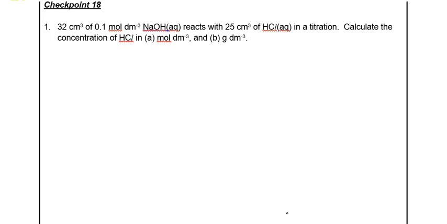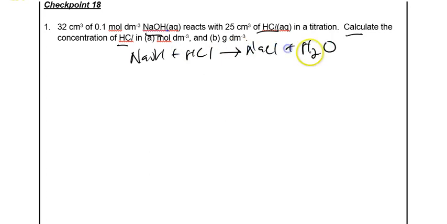Alright, so for checkpoint 18, question number 1, 32 cm cube of 0.1 mole per dm cube base NaOH reacts with so much HCl in the titration. Calculate the concentration of the acid. As usual, step 1, we write the chemical equation. NaOH plus HCl gives me NaCl plus H2O. Okay, what can we calculate from this question? We can calculate the number of moles of NaOH.